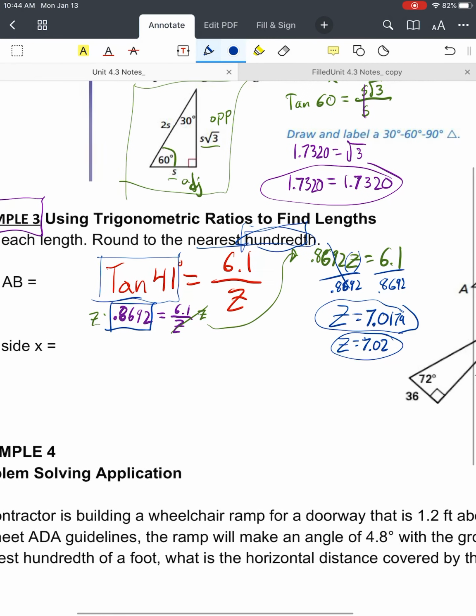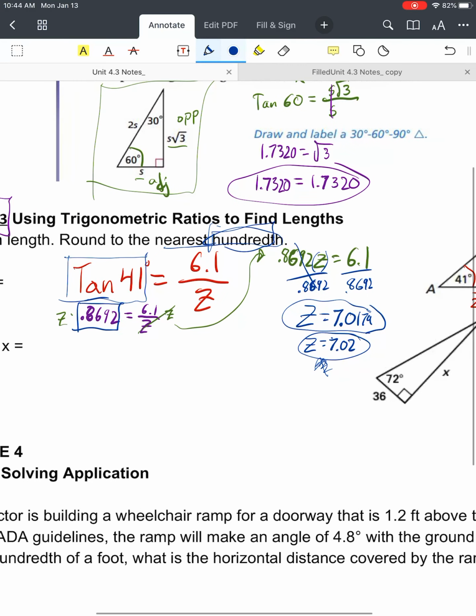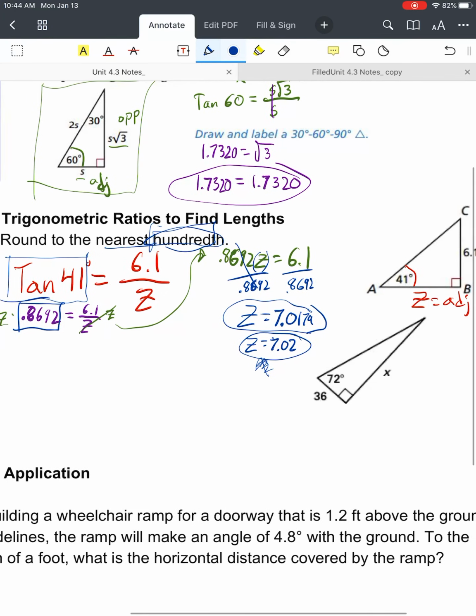The reason we do that is that if I went 0.86 or 87, it would drastically change this answer. It might change by 1 or 2 entire units, making it either much bigger or much smaller depending on how we round. So we don't really want to round that much. That's why we go 4 decimal places.